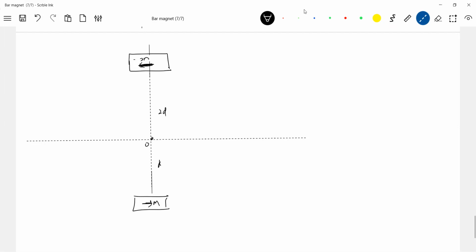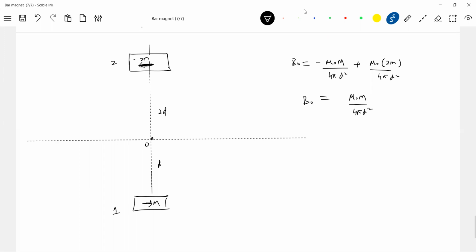As it lies on the equatorial line, first we'll call this bar magnet 1. This is 2. So the resultant field B_O should be, due to the first bar magnet, opposite to that: minus mu naught m by 4 pi d square. Due to the second bar magnet, it should be opposite to that: mu naught 2m by 4 pi d square. If we subtract here, mu naught m by 4 pi d square. So what is the direction of this? It will be towards right.